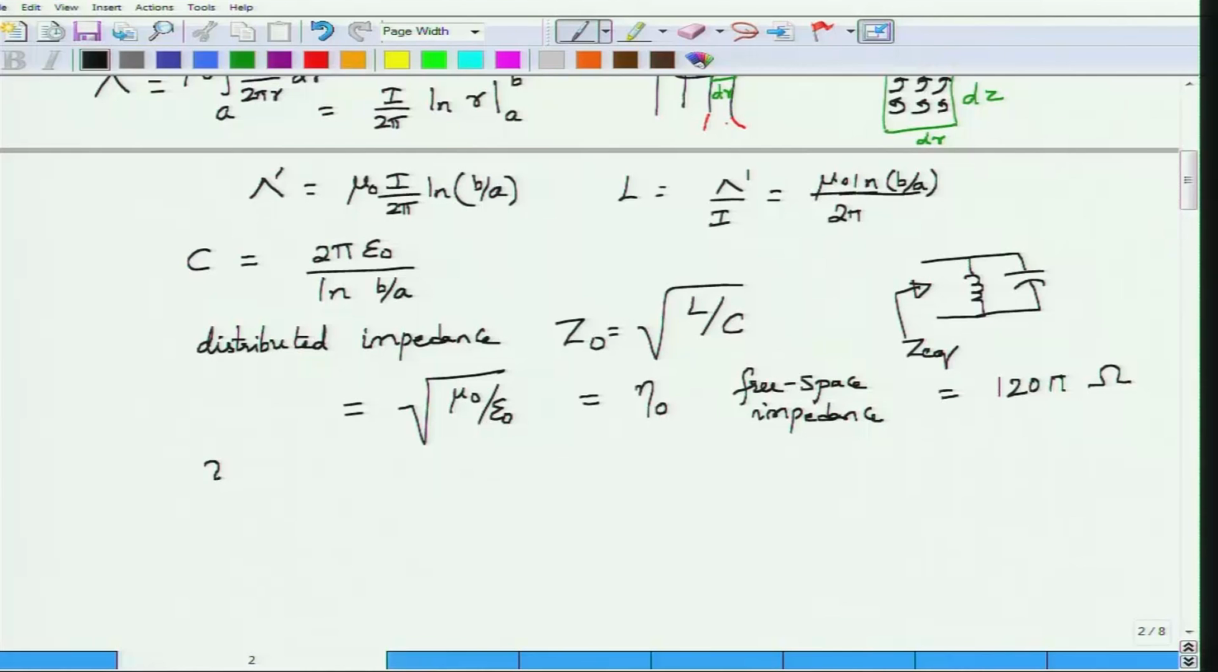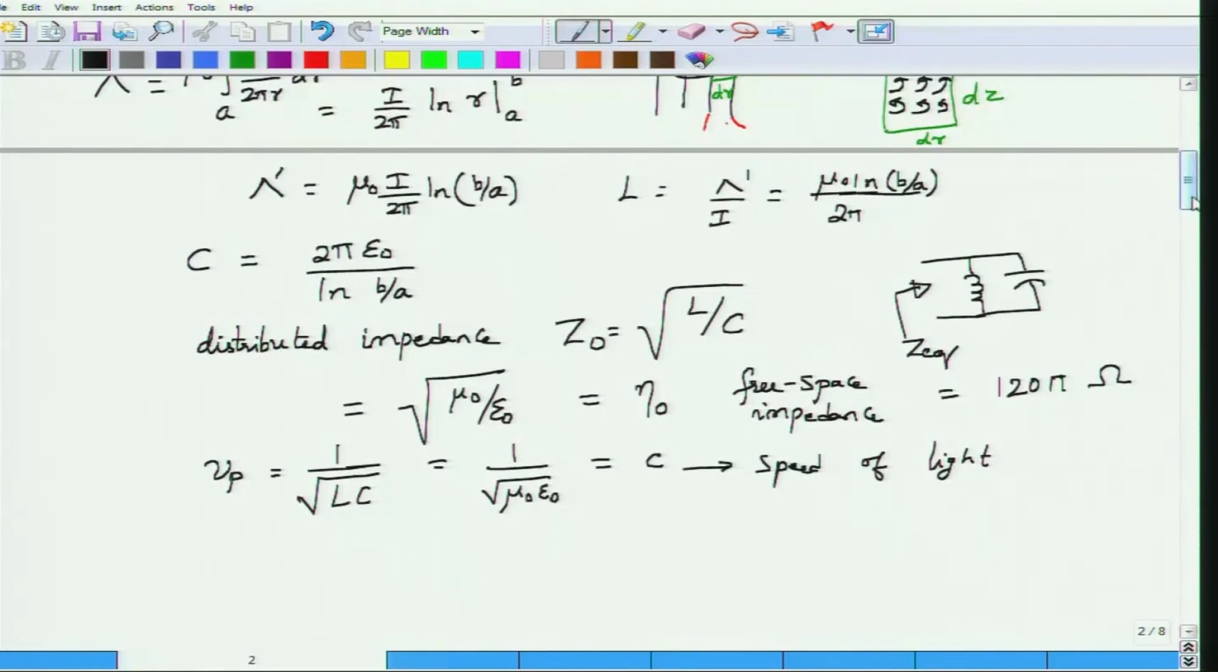Associated with this coaxial cable, there is another quantity which will become very important. This quantity is called the phase velocity. You will later see that it is given, for this lossless coaxial cable, as 1 by square root of LC, and plugging in the values of L and C, you will see that this is equal to 1 by square root of mu 0 epsilon 0. And this quantity will actually be equal to the value of c, which is the speed of light.